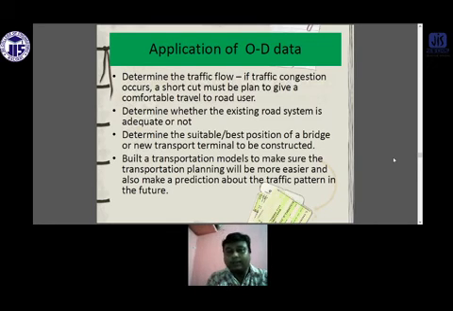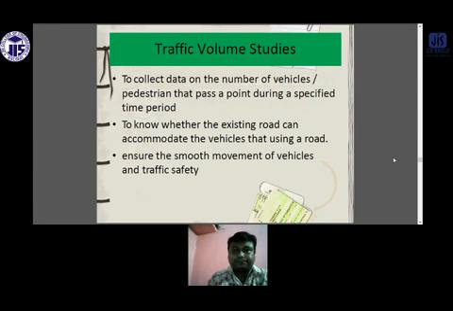Determine whether the existing road system is adequate or not. Determine the suitable or best position for a bridge or new transport terminals to be constructed. Build transportation models to make transportation planning easier, and also make a prediction about the traffic pattern in the future.